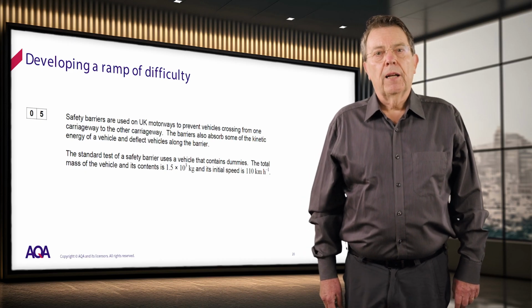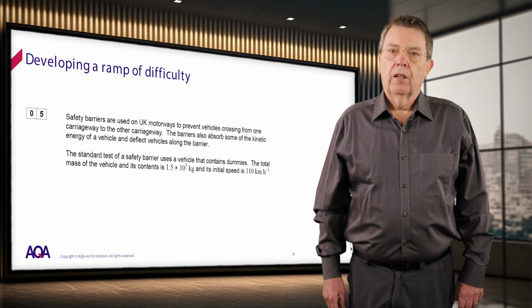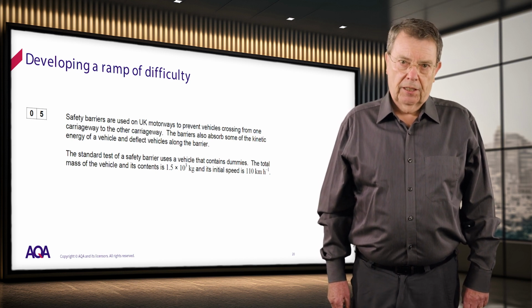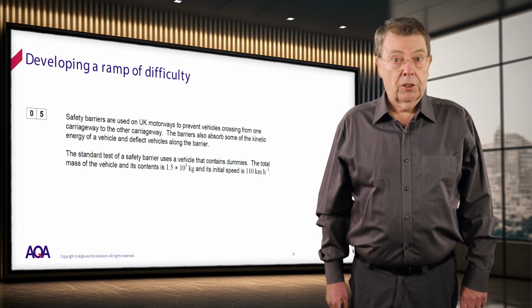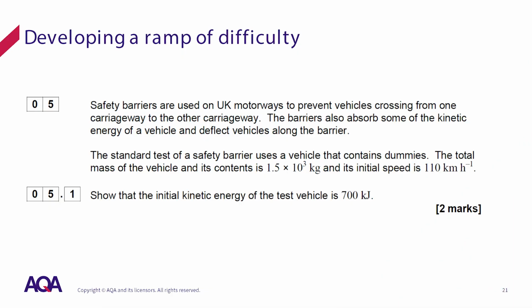Notice also that the main direction of the entire question, which you'll see in a moment, is set up in the first 2 sentences of the stem. Part 5.1 asks for a simple calculation of kinetic energy. The only complication is that the speed is in kilometers per hour rather than meters per second. But this is essentially AO1 material with a calculation that could equally be set for GCSE Combined Science.